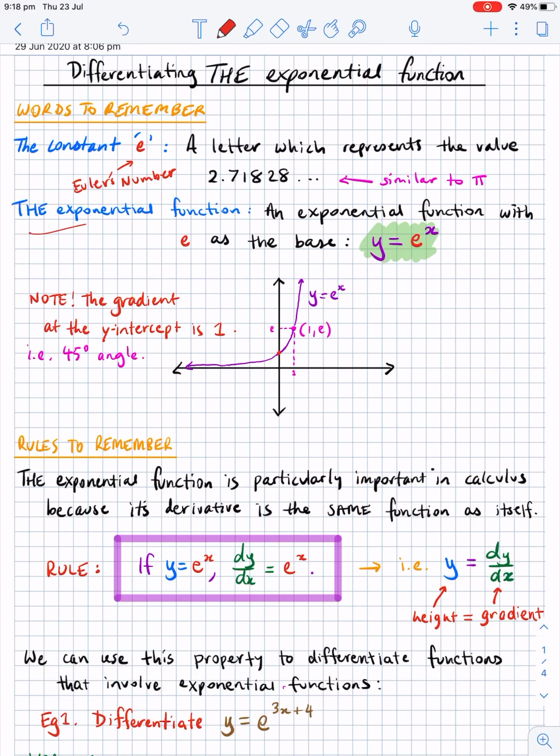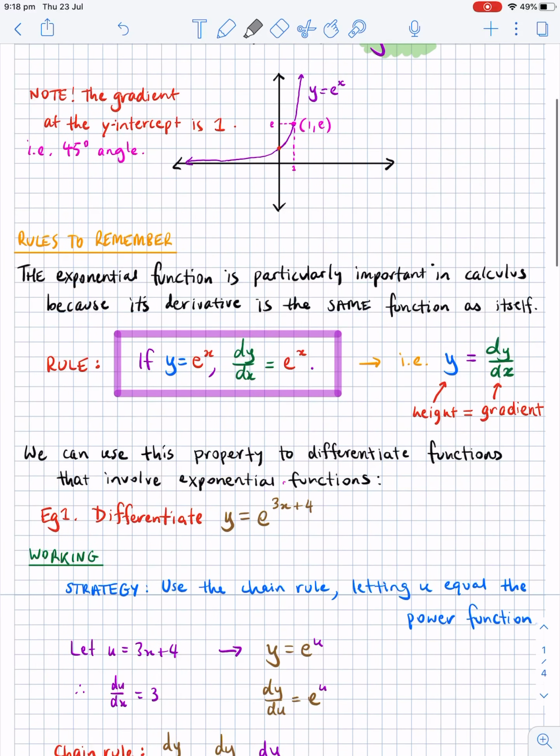When I graph the exponential function, it looks like a typical exponential function. It has a y-intercept of 1, and when x is 1, the y value is this value of e, because e to the power of 1 is just going to be that value of e. Now note that the gradient at the y-intercept is 1. It's a 45-degree angle when it hits there. So you can see that if I draw a tangent at that point, it makes a 45-degree angle with the x-axis.